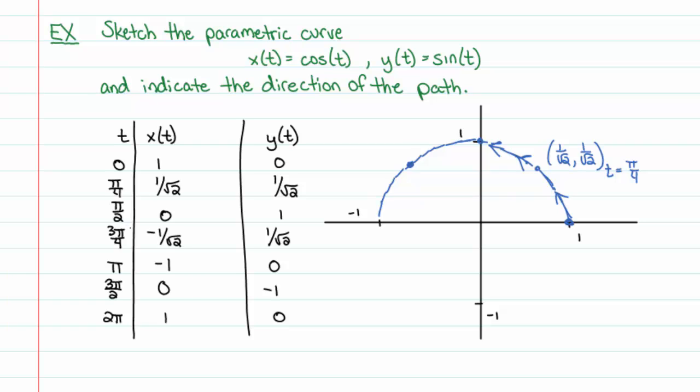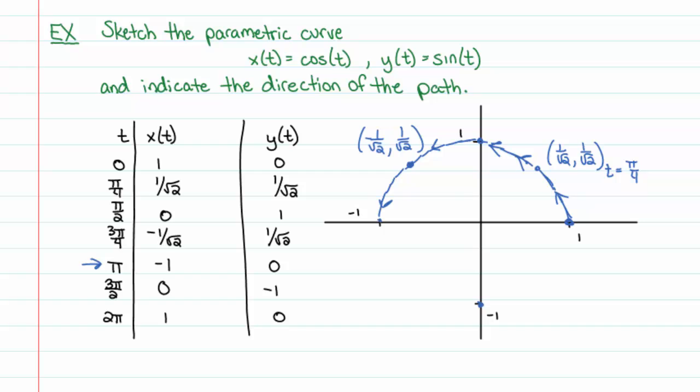At time 3 pi over 4, the x value is negative 1 over root 2, but the y value is still positive 1 over root 2, so that matches. So again, we've done this, we've done this. Now we should be at negative 1, 0, which we are. And then it's going to continue this pattern. So by the time it gets to 3 pi over 2, it's at 0, comma negative 1.